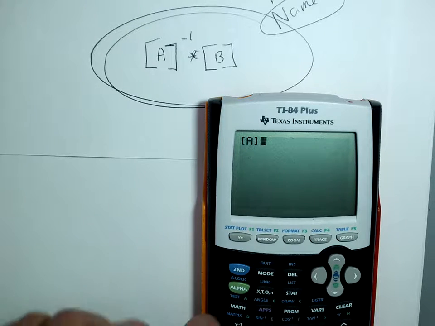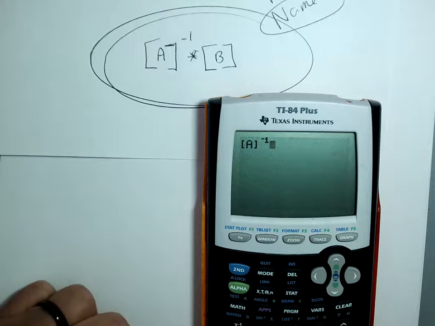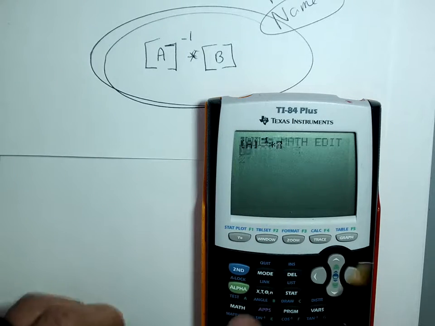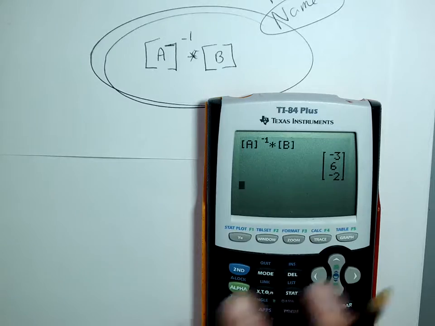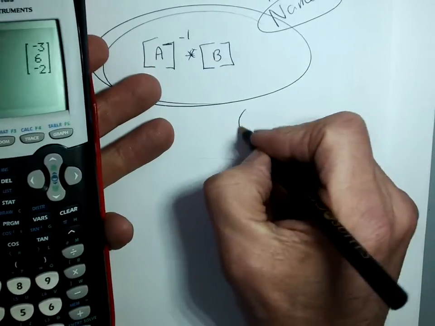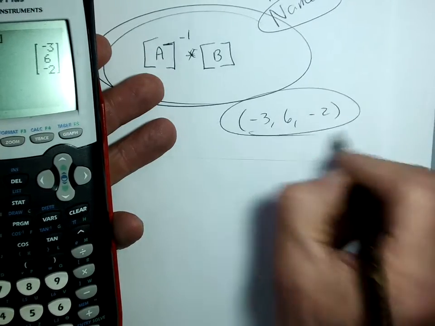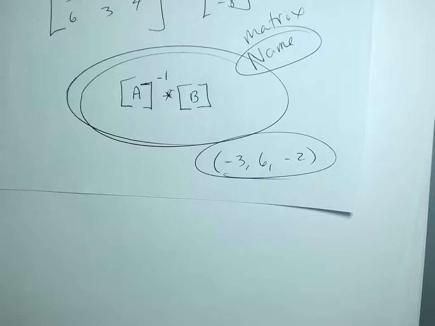The inverse button, the little x to the negative 1, that's what I want. So hit that. Times. I need B, so I go back to matrix, and I want B on names, because I've already made B. That's the B I want. Enter, enter, boom, there's my answer. So it's 0.3, negative 3, 6, negative 2. How's that? Pretty easy, right?